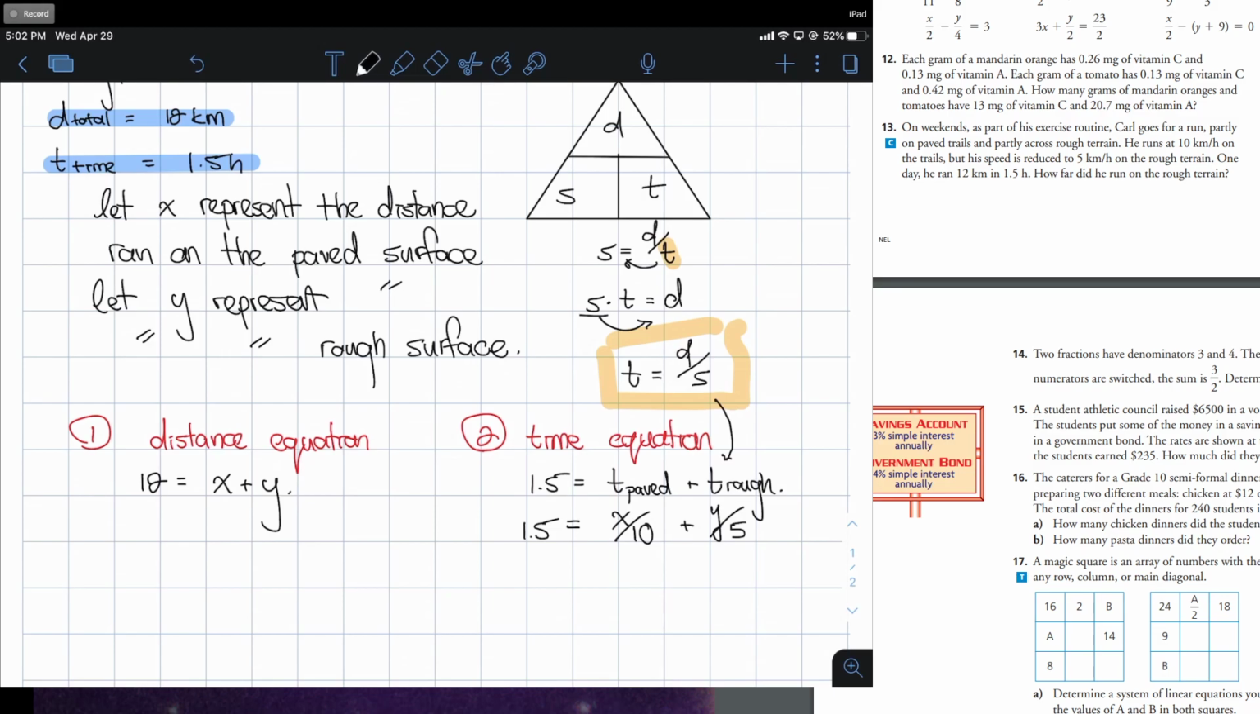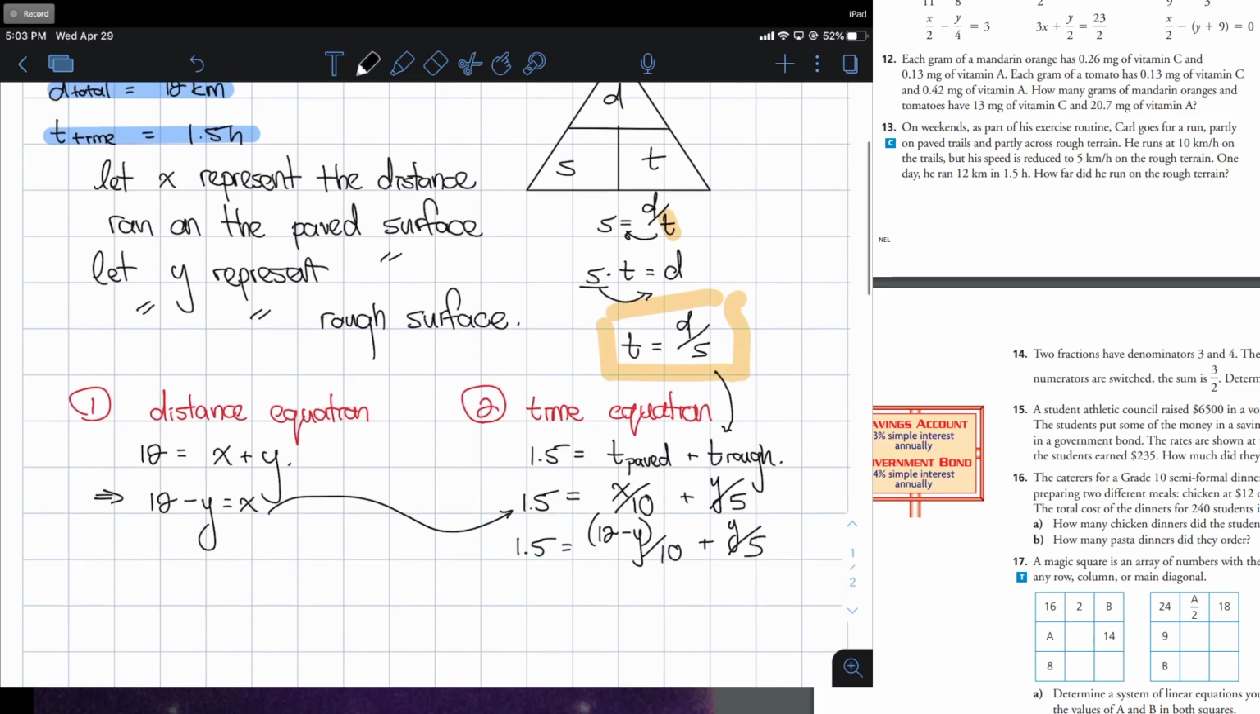So I'll use substitution. So I'm going to rearrange my first equation, let's say we rearrange for x. So we get 12 minus y is equal to x. And then I'm going to take that and plug it into my second equation. So I get 1.5 equals x, which I'm going to replace with (12 minus y) over 10 plus y over 5. But looking at this equation, it's kind of messy, right? There's a lot of fractions, and it's not really nice to work with here.